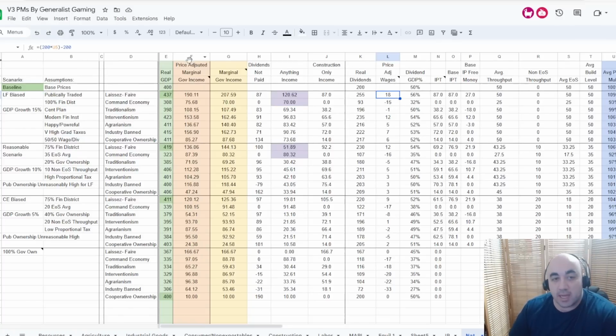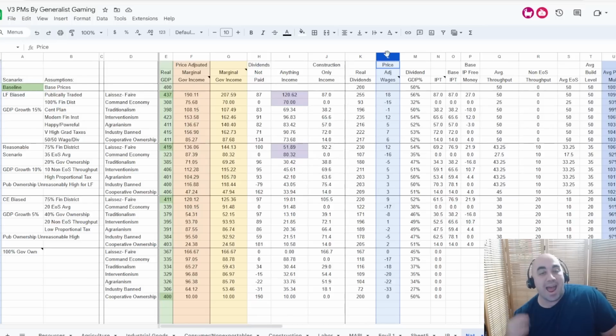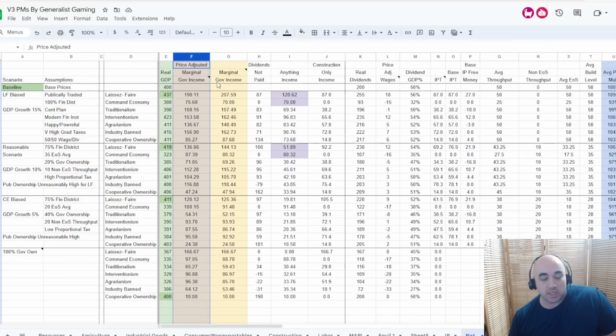Take a look at this column here, and we're going to show just how robust an effect this is, when the price is accounting for half of what's going on, right? This is just the adjustment you're making for wages, not the portion you're making for dividends. So it's roughly half of the adjustment, but we're taking a look at price adjusted marginal income.